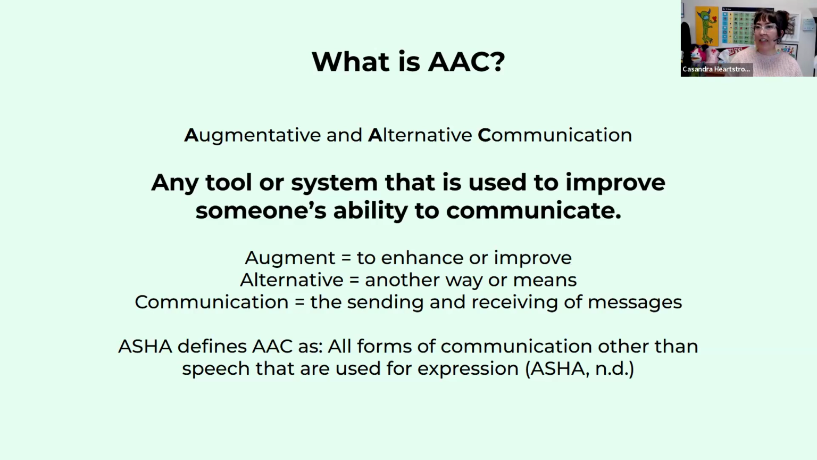Augment in this case is to improve or enhance communication, whereas alternative is having an entirely other way to communicate. So thinking of augment might be for an individual who has a lot of mouth words, but they're really hard to understand. AAC can augment their mouth words. Maybe they have a pretty significant language disorder and they use only one or two word phrases or have such significant grammar errors that it is difficult to understand them.